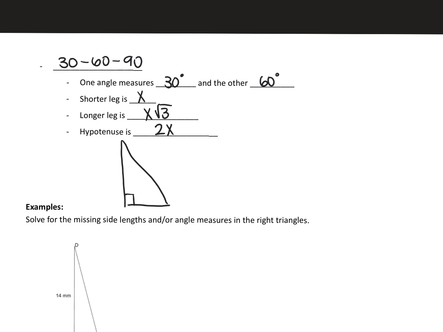So again, if we have a right triangle, we have our 30-degree angle, we have our 60-degree angle. The side opposite the 30-degree angle is x. The longer one is x square root 3, which is across from our 60-degree angle. And then our hypotenuse is 2x.